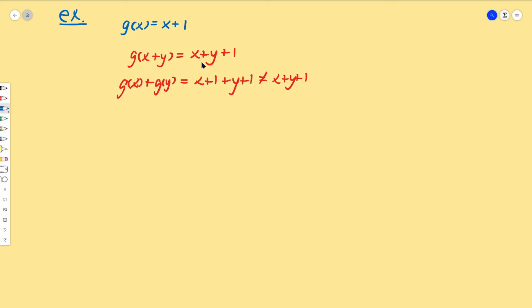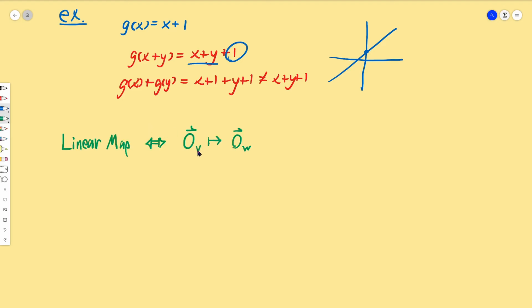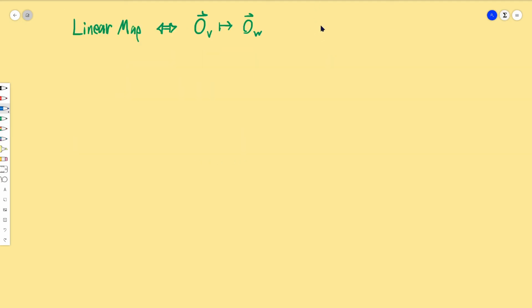The problem does not arise from this part. The x plus y is fine. That's just a linear combination of two of the inputs. It actually arises from this 1 here. If I think about what g of x equals x plus 1 looks like in space, it does not intersect the origin. Its y-intercept is 1. And this example brings up an important fact about linear maps. The zero vector in the domain V must be mapped to the zero vector in the codomain W. And of course, in the case of our previous example, g of 0 was equal to 1.